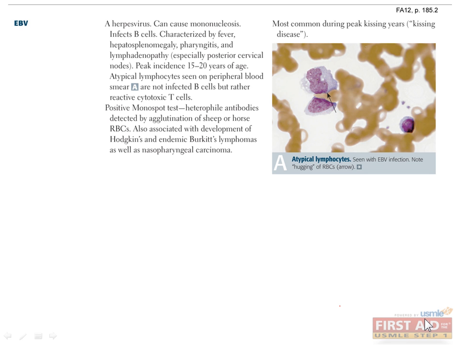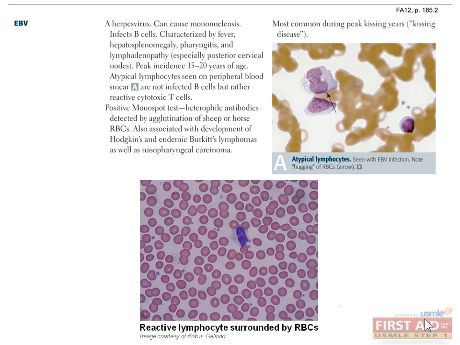EBV is best known for causing mono, which has also been referred to as the kissing disease because it is commonly transmitted through saliva in teenagers between 15 and 20 years old. In mono, you will see fever, hepatosplenomegaly, pharyngitis, and lymphadenopathy. Diagnosis can be made in one of 2 ways: atypical lymphocytes on blood smear or a positive monospot test.